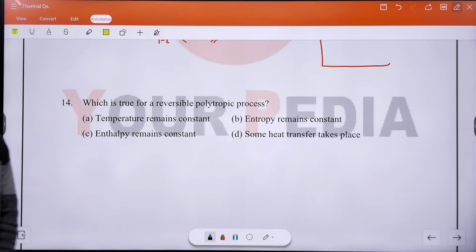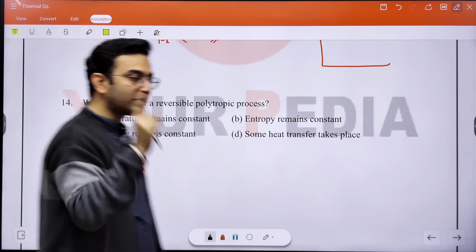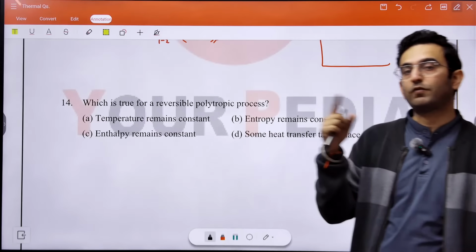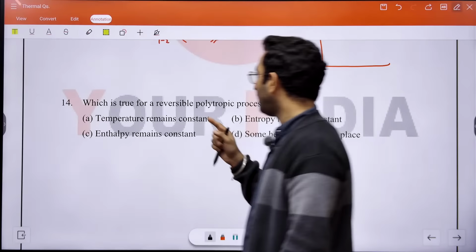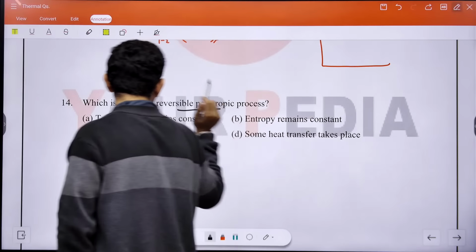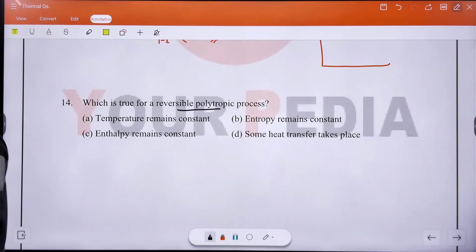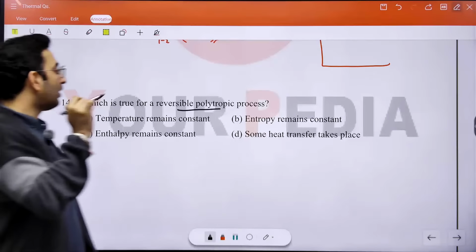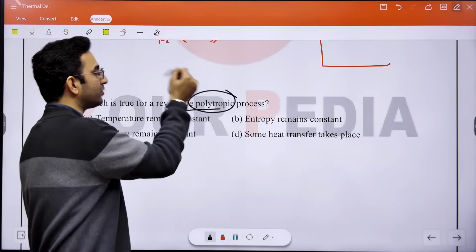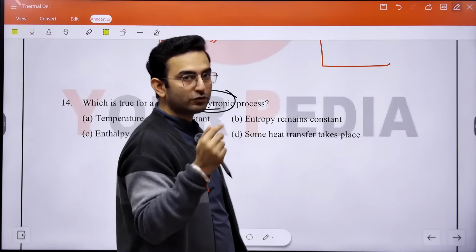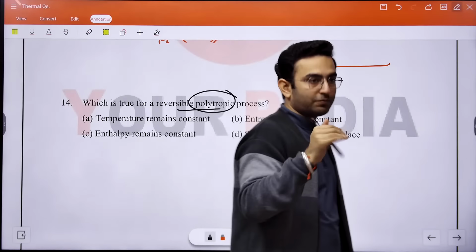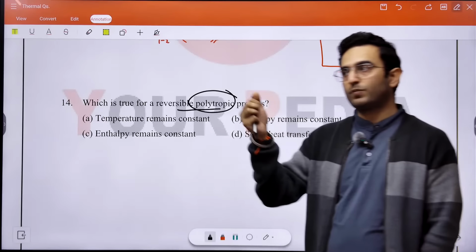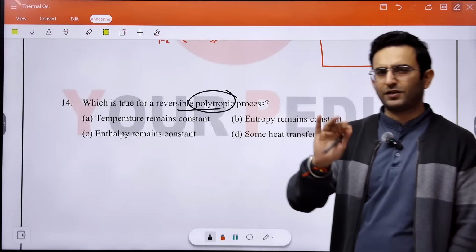Because just remember that reversible adiabatic process can be plotted in only single way here. Otherwise it will violate the second law of thermodynamics here. Which is true for a reversible polytropic process? Okay, now just see. Here we are talking about the polytropic process. First of all, in thermodynamics, whenever you're covering it, there are 5 processes we have to see: constant pressure, constant volume, constant temperature, polytropic, and adiabatically here. Okay, these are the 5 processes.